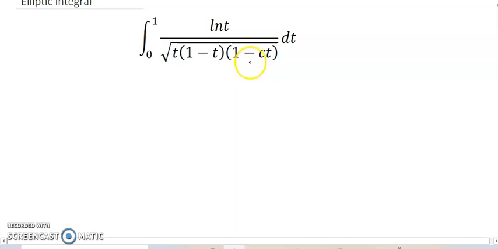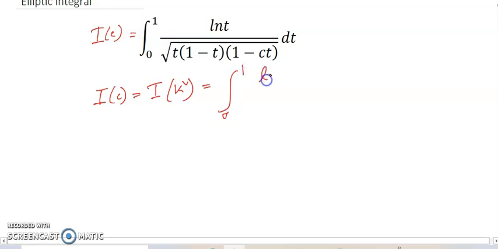Okay, the problem can be written this way. I(c) equals I(k squared) equals the integral from 0 to 1 of ln t divided by root over t into (1 minus t) into (1 minus k squared t).